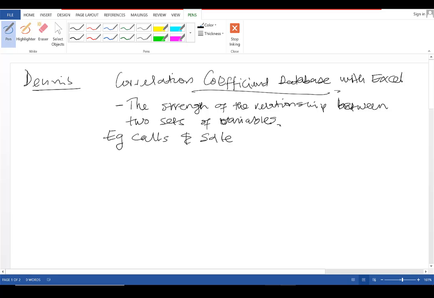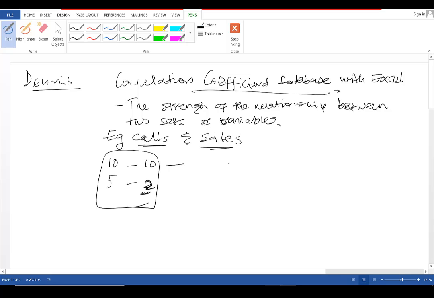So we have a sales rep. He makes probably 10 calls and makes 10 sales. Another one makes 20 calls and makes 3 sales. So that's the relationship between the calls and the sales. So what is correlation coefficient? The strength of the relationship between two sets of variables, and in this case calls and sales.